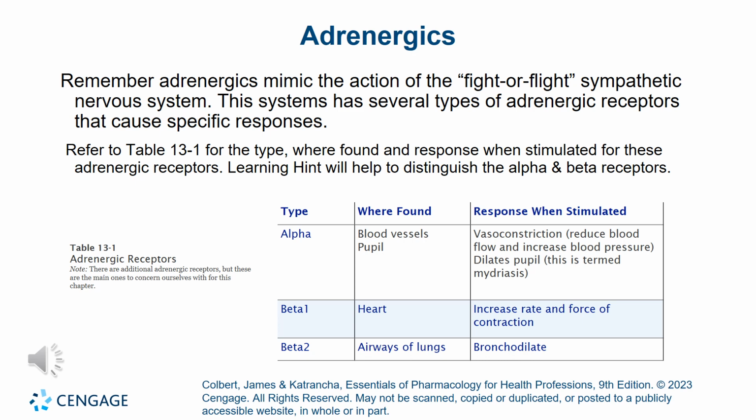This is termed mydriasis. You have the beta 1. They're found in the heart, and these increase the rate and force of contraction. Beta 2. They're found in the airways of the lungs, and their response is bronchodilation. They open up the bronchi.